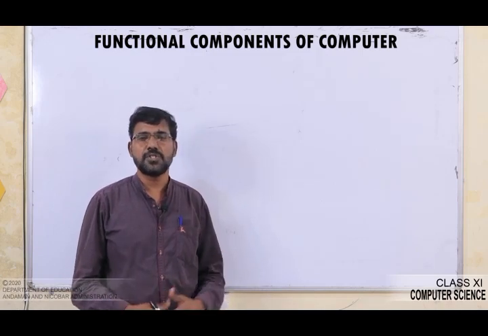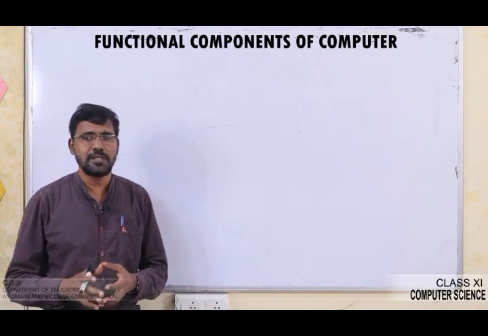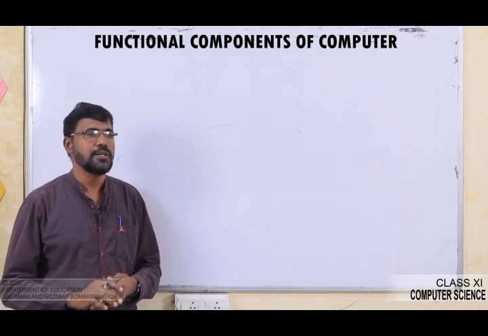Some of the exercises: Name at least 4 early calculating devices. Who first proposed the concept of the stored program computer? Define the input output cycle. Explain the von Neumann computer. Compare the salient features of first and second generation computers. Why is Charles Babbage known as the father of the modern computer? Explain the functional components of a computer with the help of block diagrams. What are the functions of the control unit? Explain the booting process and its types. These are very simple exercise questions, go through them.